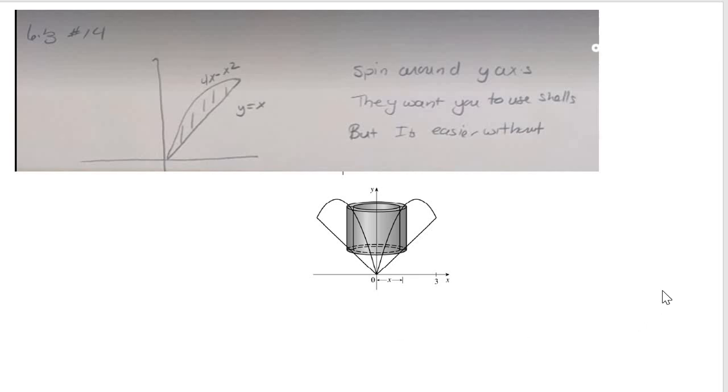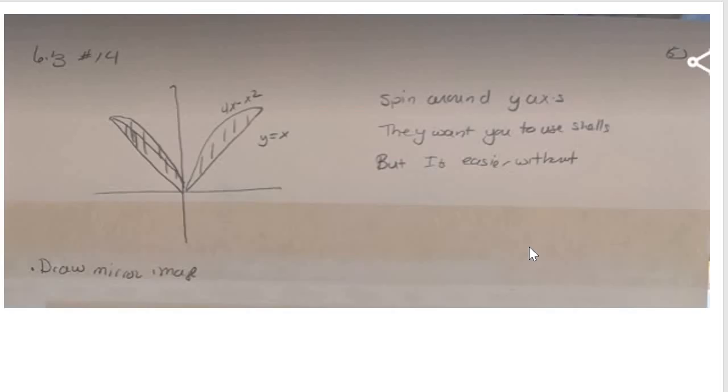All right, your problem is a lot easier that I'm going to give you. This is a shape. They're spinning it around the y-axis. They've drawn it here for you. They want you to use shells, but it's a problem-solving thing, so it's easier without shells. So here is what I did.